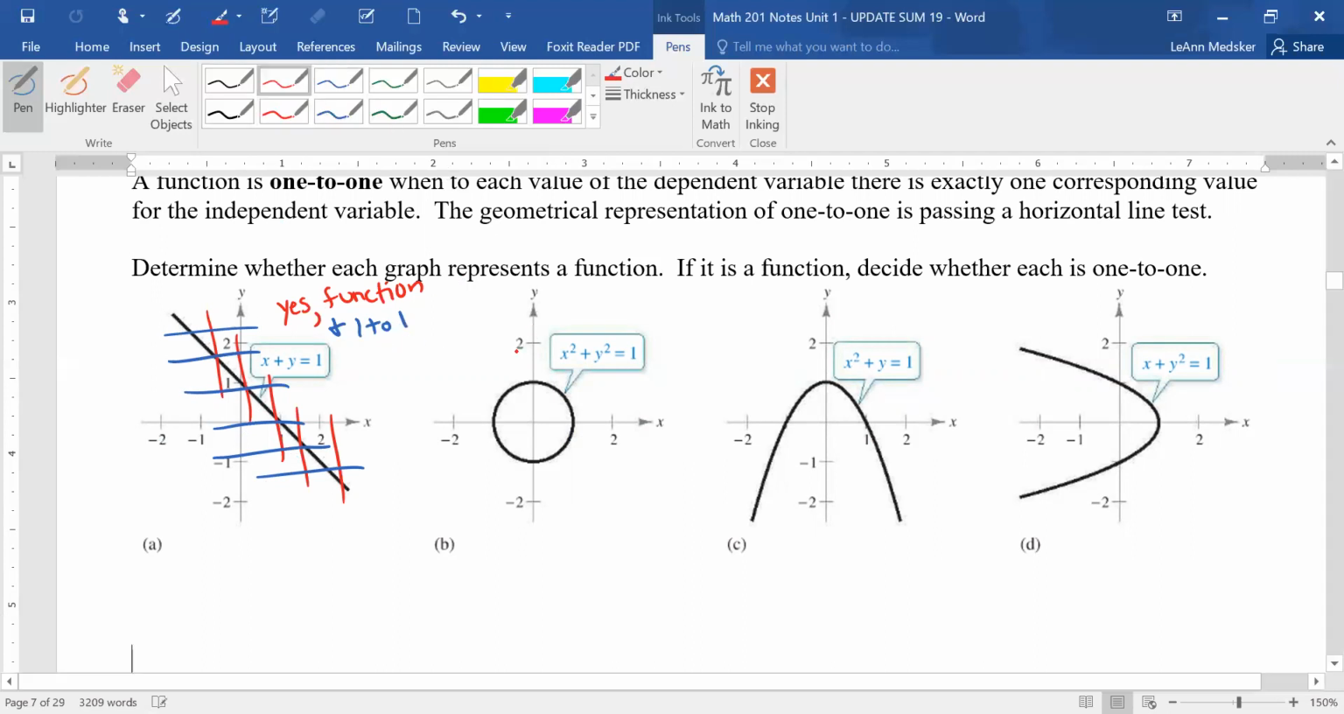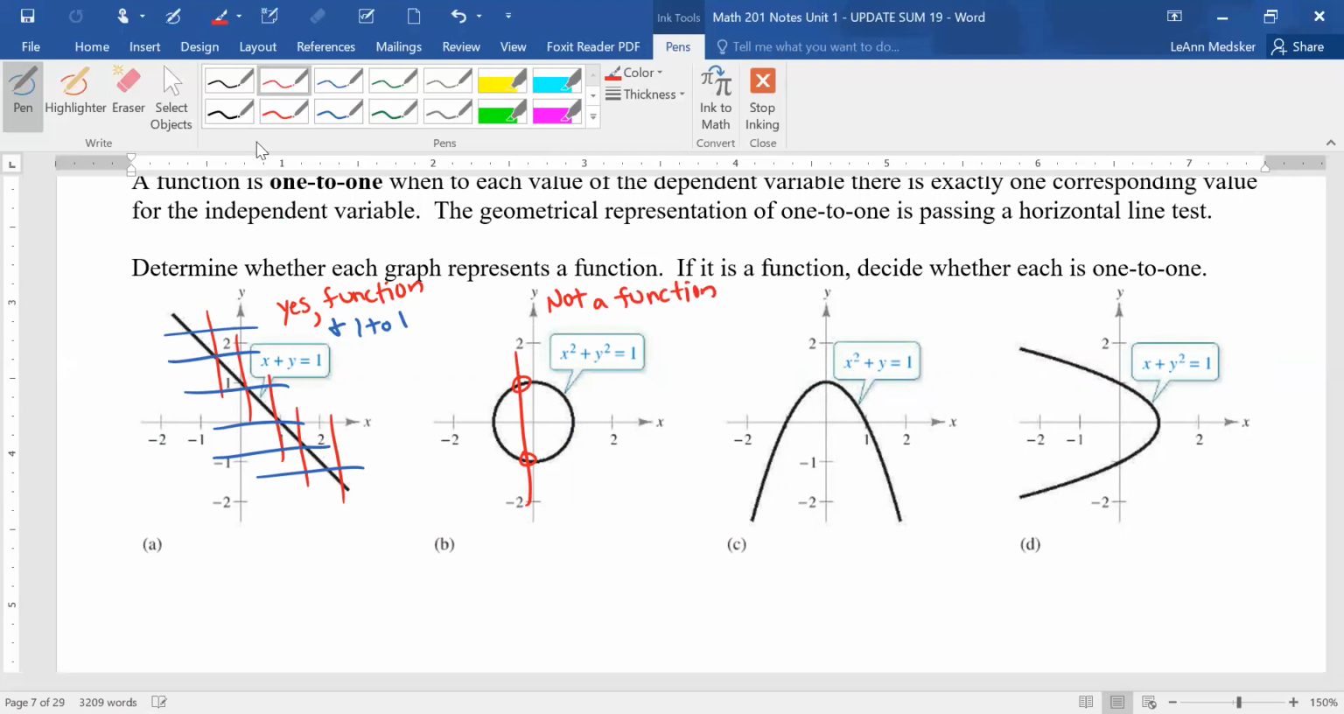The circle will immediately fail the vertical line test. It crosses it twice. So this one's not a function, which means we don't continue with the horizontal line test because it has to be a function first. So this one's passing the vertical line test as we go from left to right. I know those don't look vertical, but imagine vertical lines. They don't cross anywhere more than once. So yes, function.